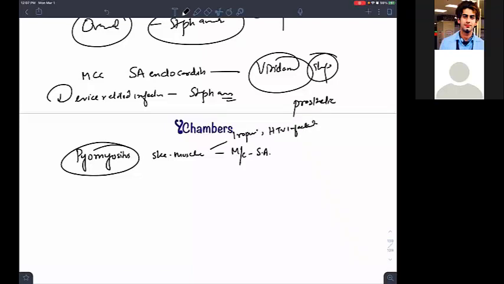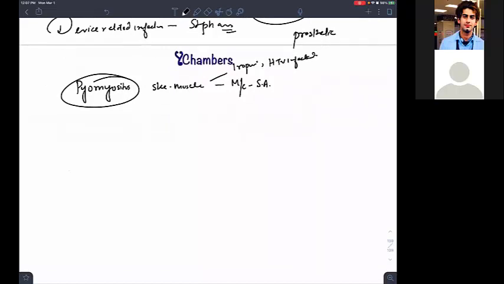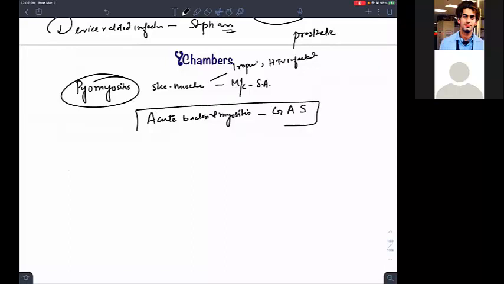But if they tell you the patient is having acute bacterial myositis, that is not actually most commonly caused by Staph aureus. That is caused by group A streptococcus. Okay, so remember these points. This is from the exam point of view.